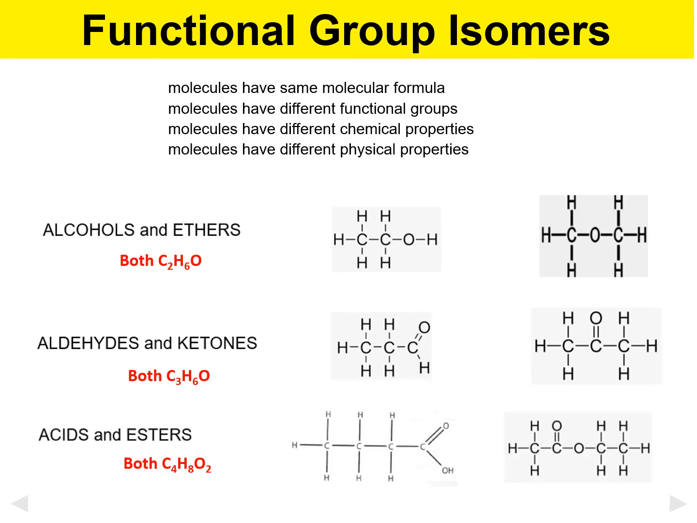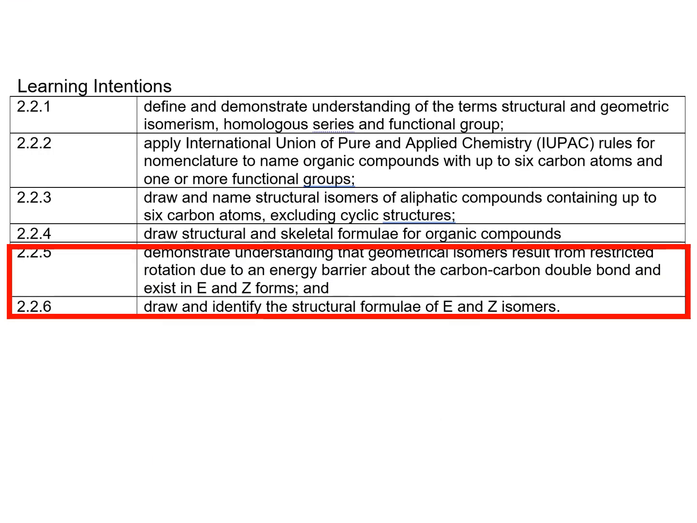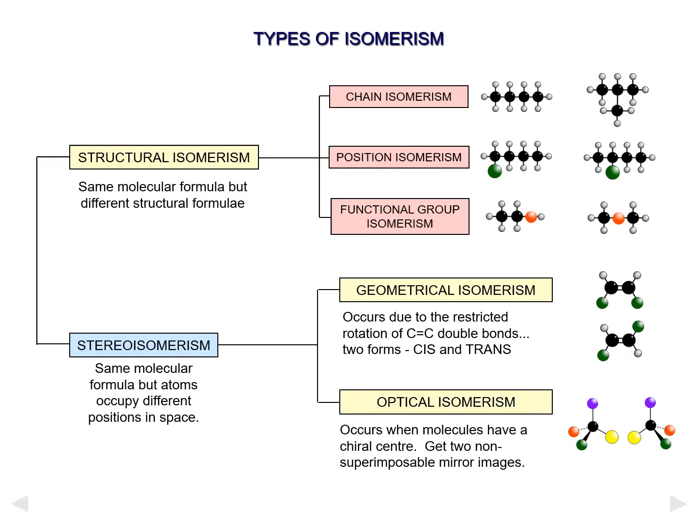A third example is esters and acids, and you can see the example. They both have the same molecular formula, but they have a different functional group. We are now going to look at a type of stereoisomerism called geometric isomers. Stereoisomers have the same molecular formula, but the atoms occupy different positions in space.